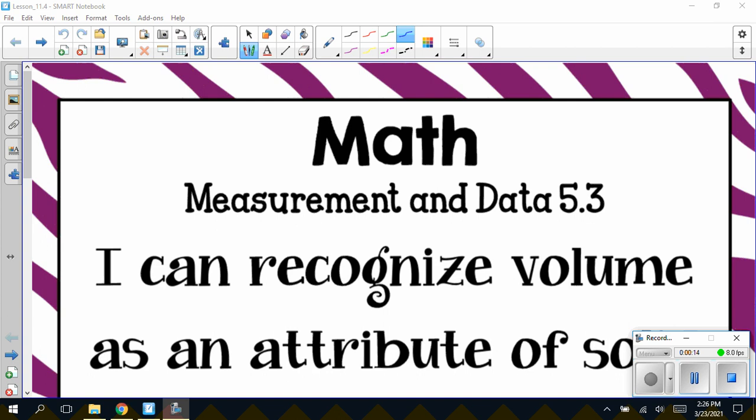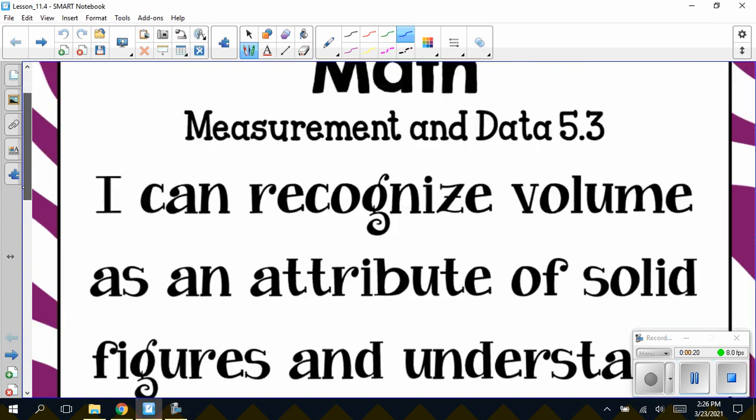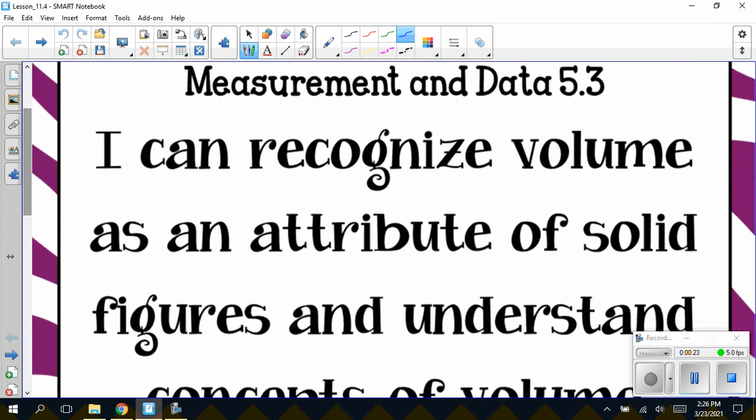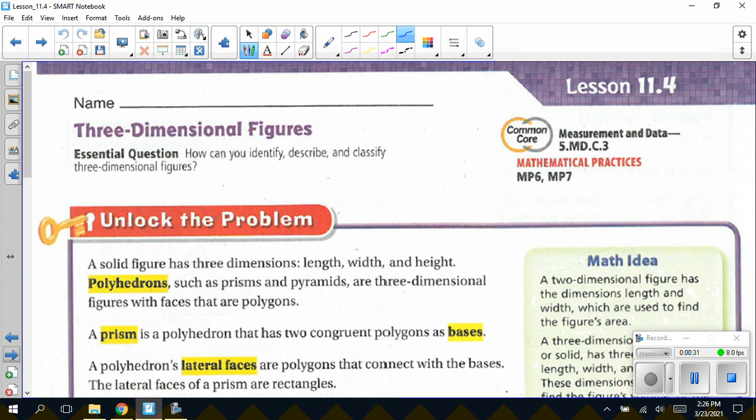The standard that we are working with today is in Measurement and Data 5.3, and we're just looking at the first part of the standard, where I can recognize volume as an attribute of solid figures. So today we are going to be talking about our three-dimensional figures, which are the solid figures. Our essential question is asking, how can you identify, describe, and classify three-dimensional figures?